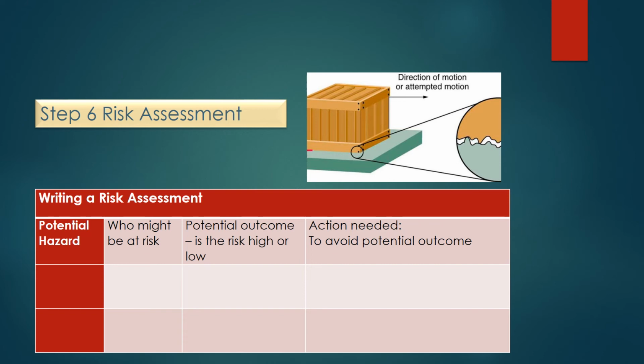So for example, if you're using a really heavy object, potential hazard is the heavy object falling on your foot. So who's at risk? You. Potential outcome, it might hurt your toe a little bit. Action needed to avoid the potential outcome, make sure that the tray is not pointed at the edge of the bench. So even if it slides off the end of the tray, it just falls onto a bench, for example. And there you go, that might be one part of your risk assessment.